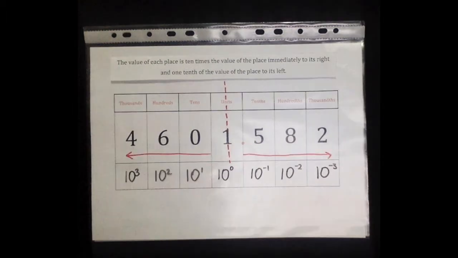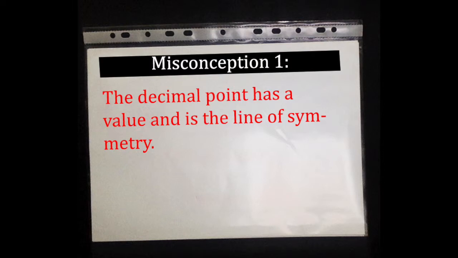Students often think that the decimal point is the line of symmetry. The misconception that arises from here is that the decimal point itself has a value and that there should be a one-th place in a number.